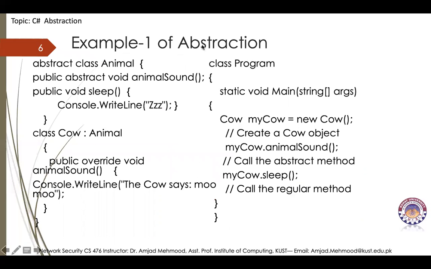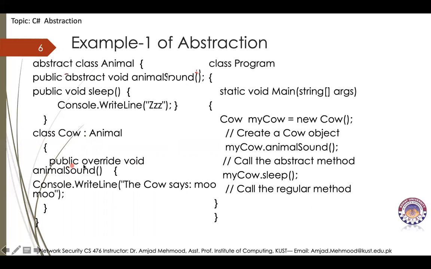Here you can see that this is example number 1. Here we have this animal sound. Sleep is a non-abstract method, but this animal sound is the abstract method, and that's why this method has no body. And this is the cow class, which is inherited from the animal class. And now this method animal sound is overridden by this cow class. You can see public override void animal sound.